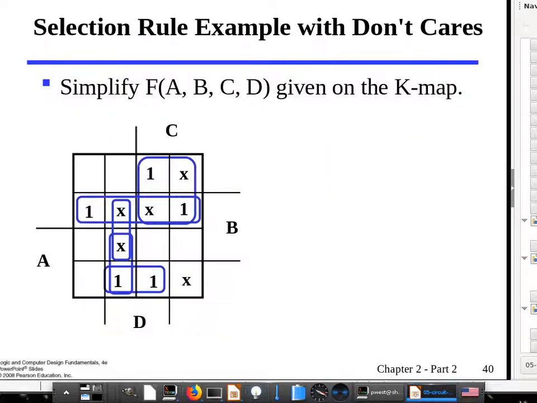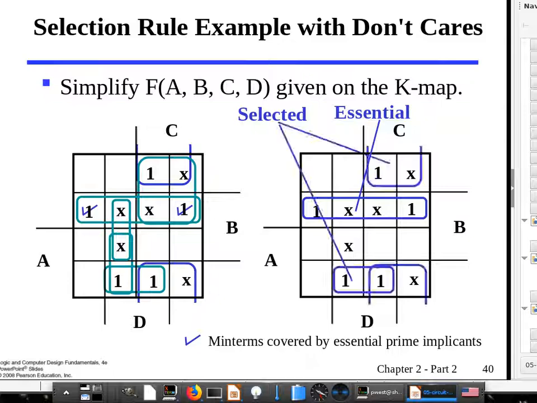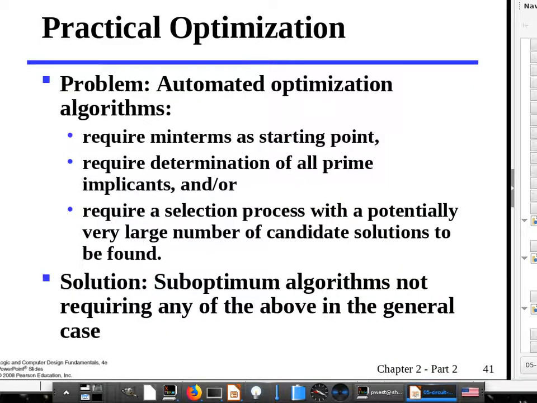So the essential is what you had, the selected is what you used. With don't cares, here's a great example where they pick the essential, and the selected ones, the essential was the one in the middle, and they selected those two. In this version, one of the X's was not selected. That's perfectly fine. I just want to make sure you had that picture, or at least an example for you.